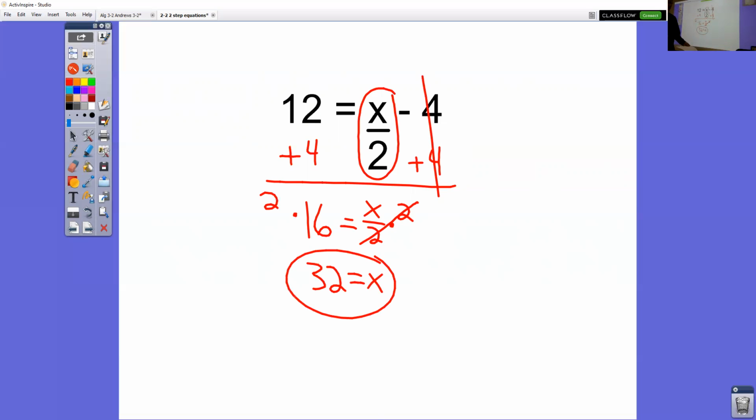So again, this was solving two-step equations. You always want to get rid of your plus whatever or minus whatever first to get the number with the letter all by itself.